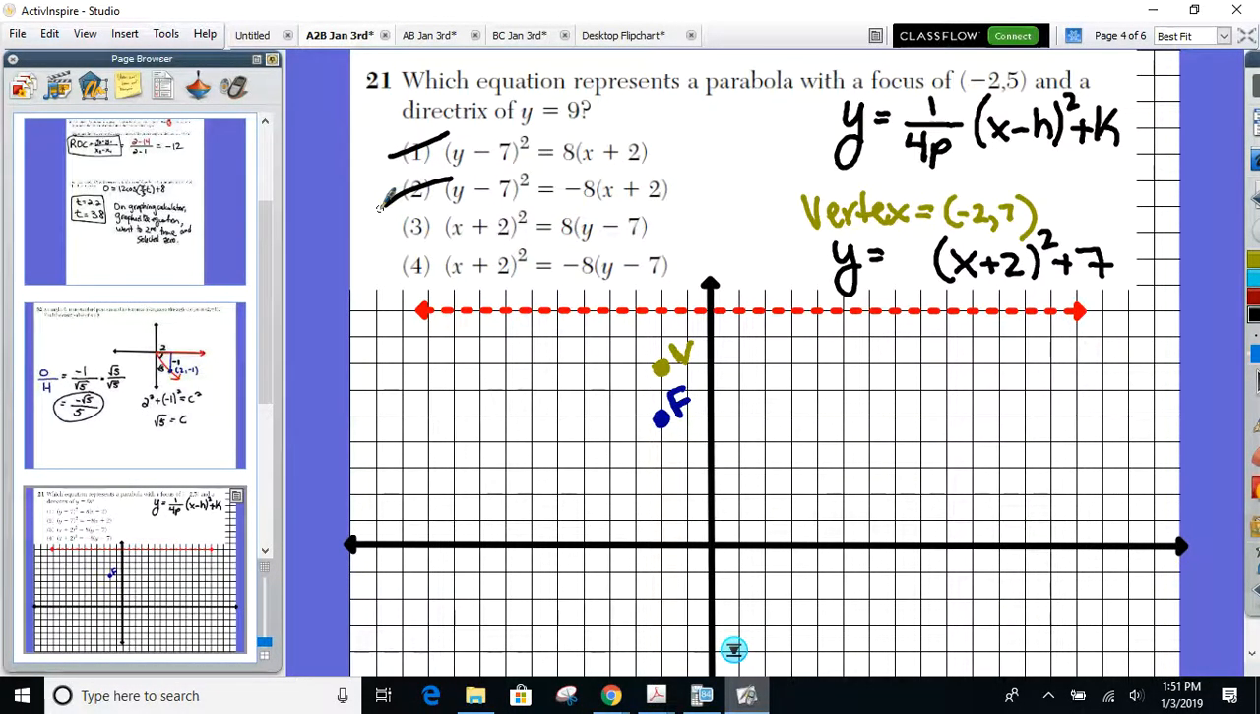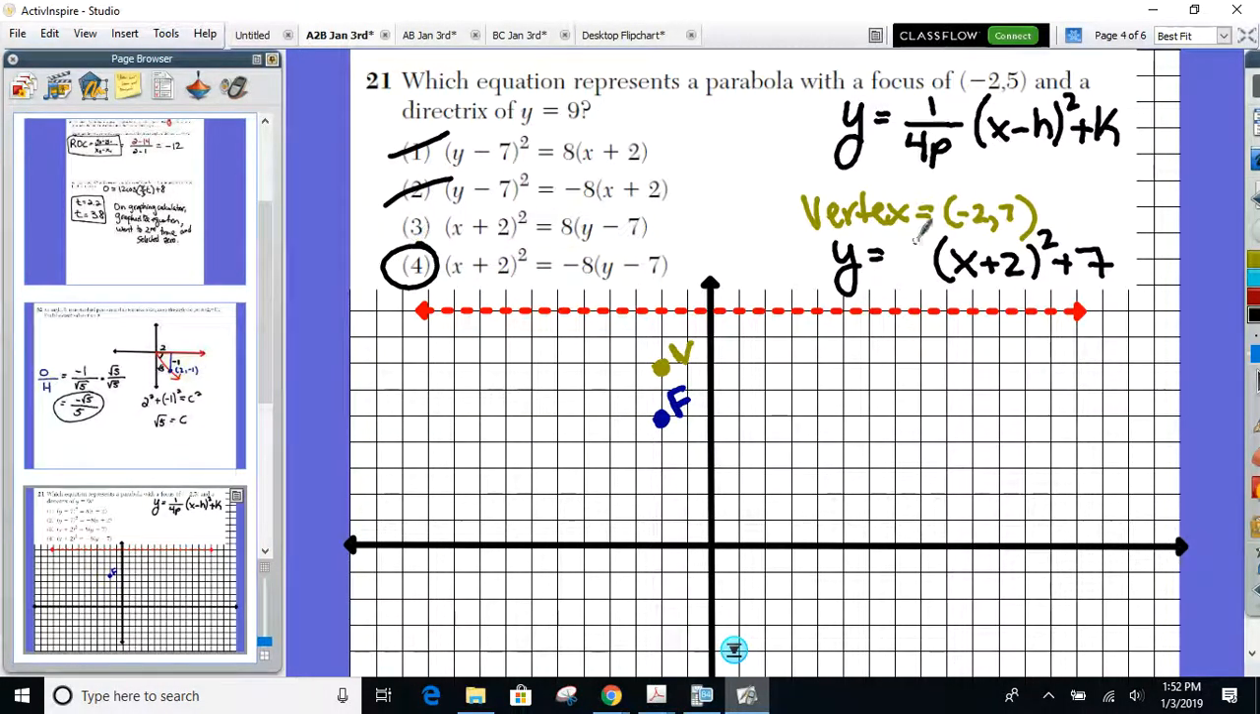What's the only difference between these two choices? One has a negative and one doesn't. And what did we say? It's down, so it's going to have a negative. Now, I don't just want to circle it and say, good enough. How do I get that whole 8? Where does that 8 come from?